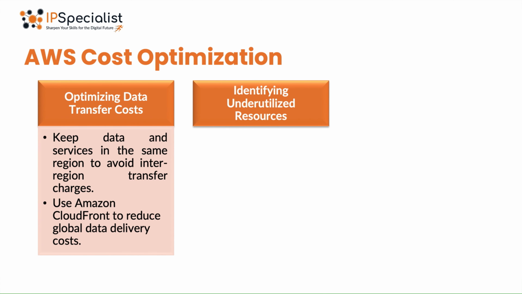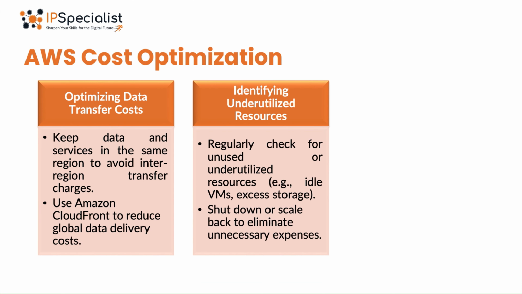Next, identifying underutilized resources and eliminating waste. It's common to have resources running that you don't fully use. For example, you might have storage that you're paying for but not using, or virtual machines that aren't active but are still costing you. By regularly checking your AWS resources, you can find these underutilized services and shut them down or scale them back, saving money by eliminating unnecessary expenses.